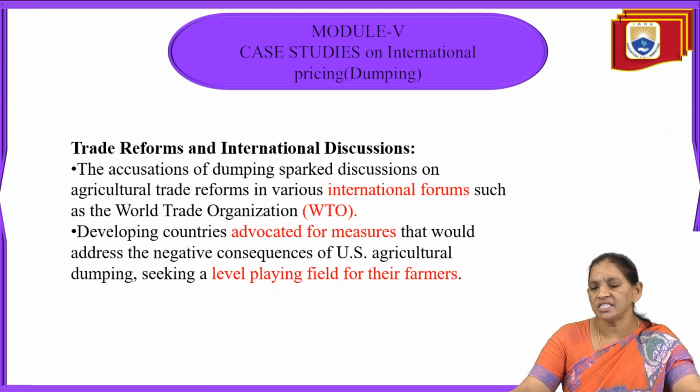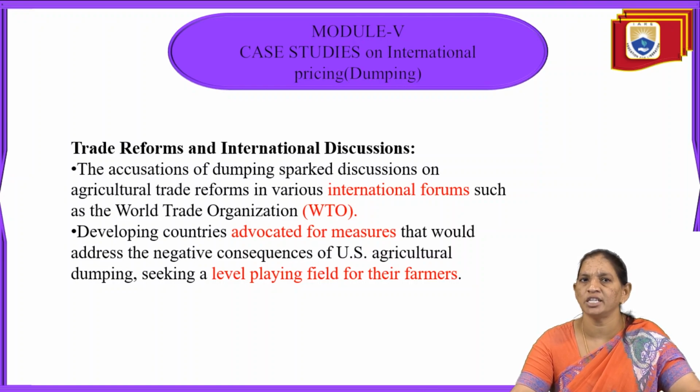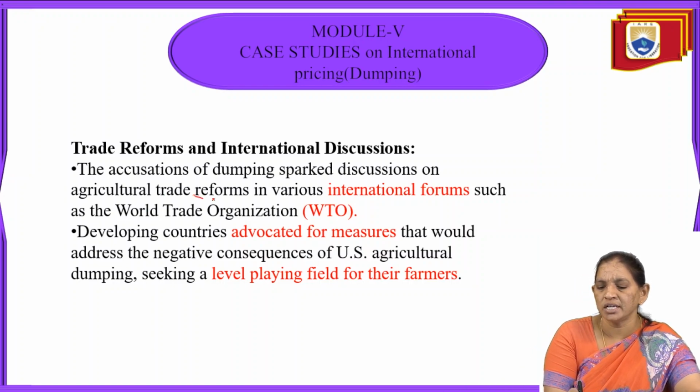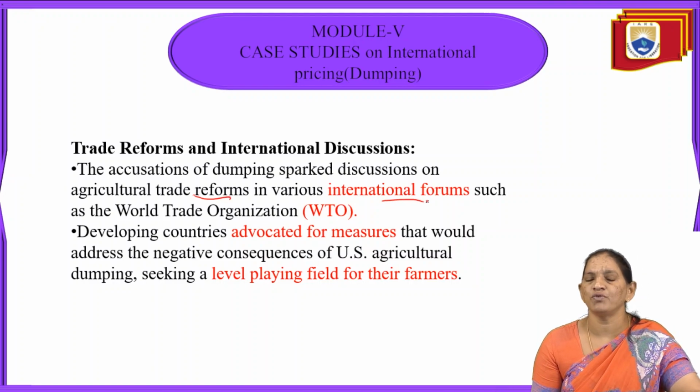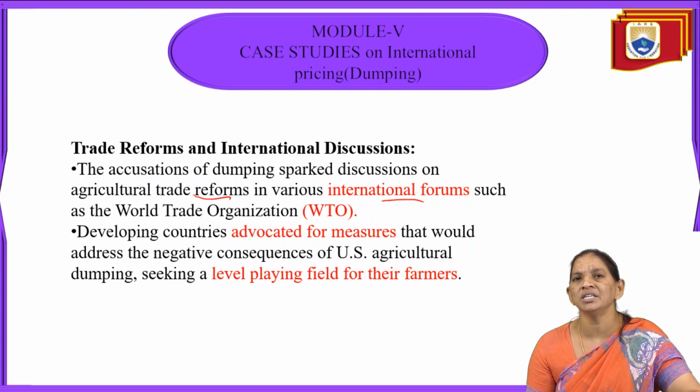So with these trade reforms and international discussions, a discussion arose at international forums relating to US dumping of agricultural products. The accusation of dumping sparked a discussion on agricultural reforms in various international forums such as the WTO, the World Trade Organization, which came forward and identified the accusations made by the other nations relating to the US government's agricultural dumping products.